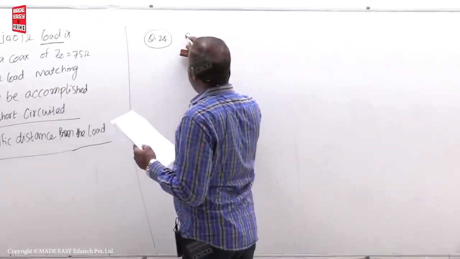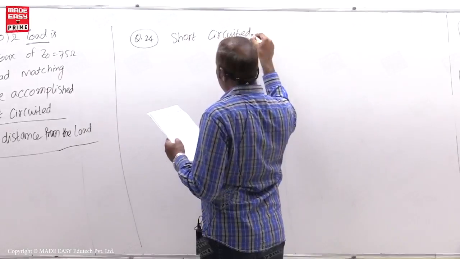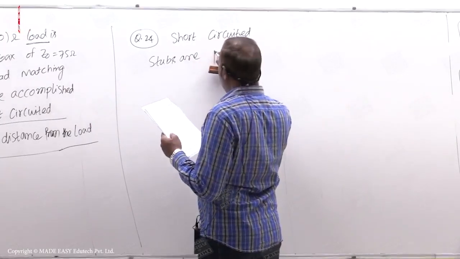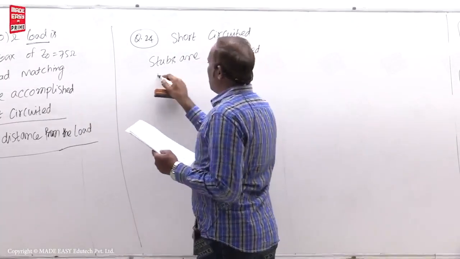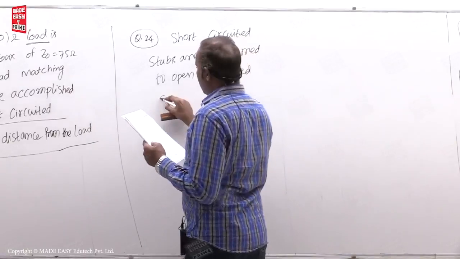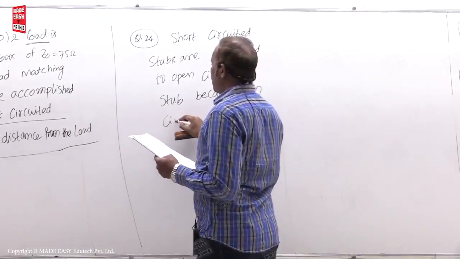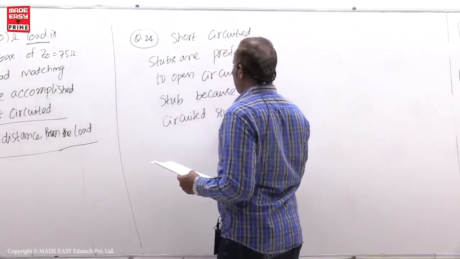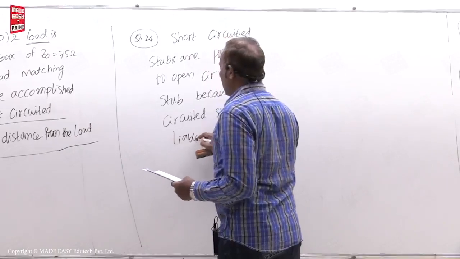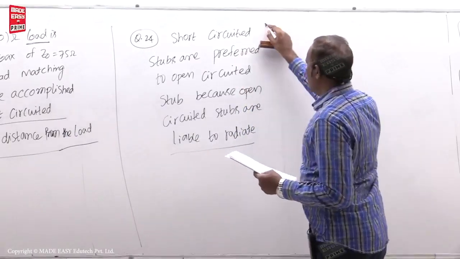So short circuited stubs are preferred to open circuited stubs because open circuited stubs are liable to radiate. So that is in option C. That is the answer.